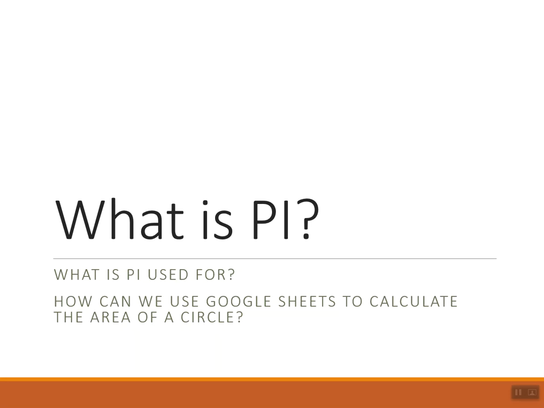Hi, I'm making this video because tomorrow happens to be March the 14th, which is Pi Day. So we'll talk about pi, what pi is used for, and how we can use Google Sheets to calculate the area of a circle. First off, when we look at the symbol for pi, we use the Greek symbol pi.